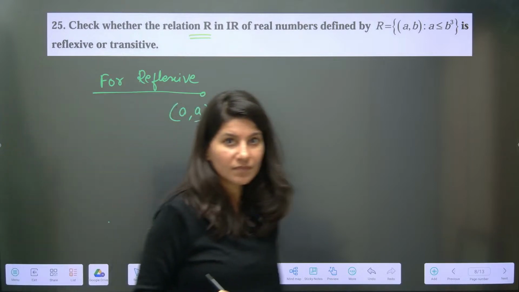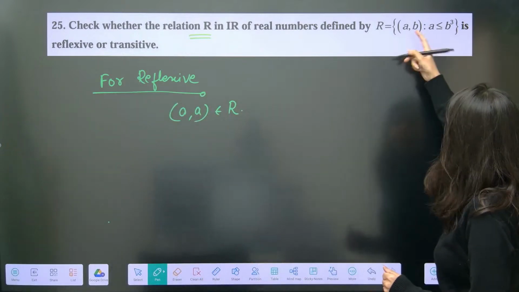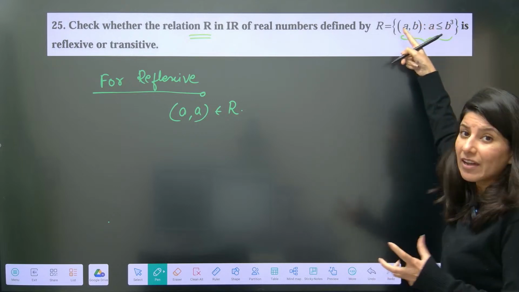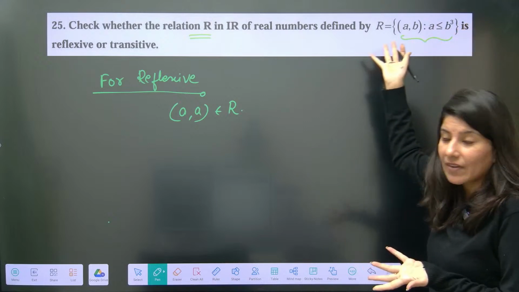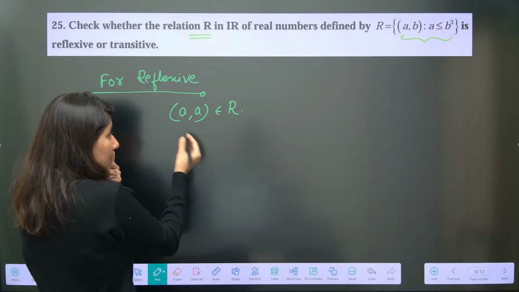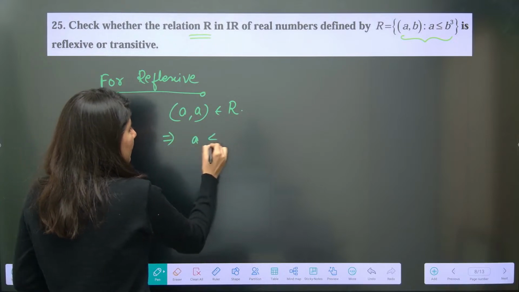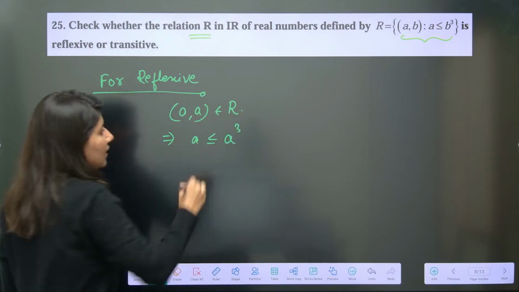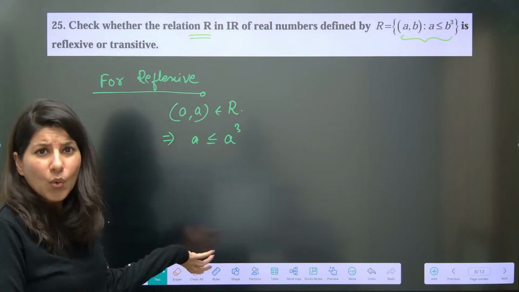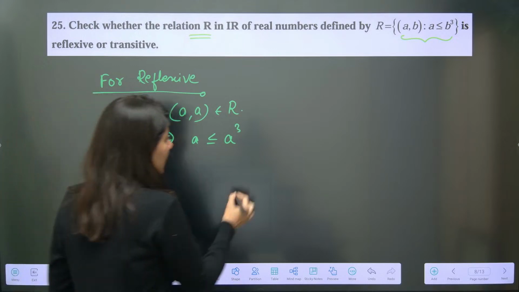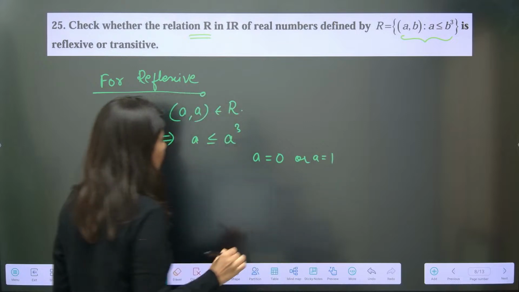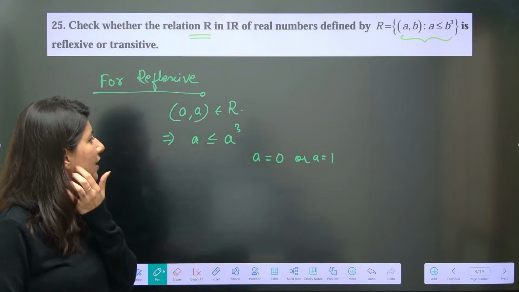Okay, that means in this relation, if I talk about (a, a), I mean if I replace b by a, it should satisfy that condition. So (a, a) implies a is less than or equal to a cube. But this is only valid when either a is 0 or a is 1. Correct or not? a is less than or equal to a cube.